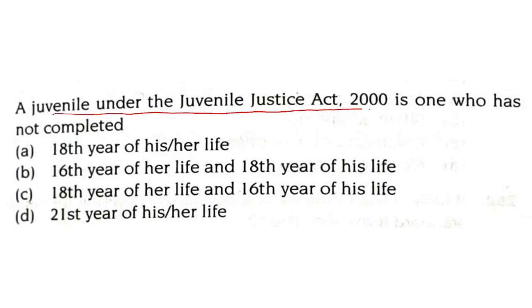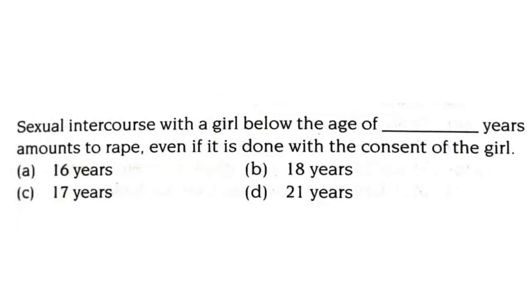Juvenile Justice Act 2000 provides that a person who has not completed 18th year of his or her life is a juvenile. Sexual intercourse with a girl below the age of how many years amounts to rape, even if it is done with the consent of the girl? It is 16 years.